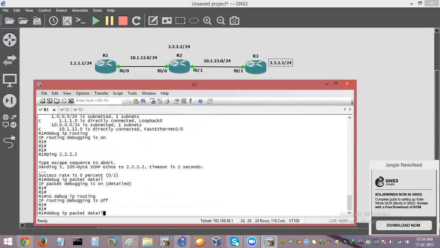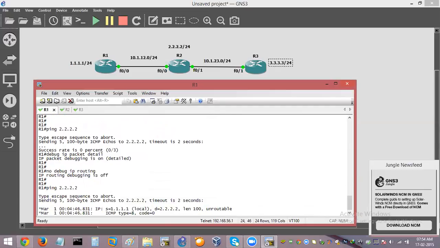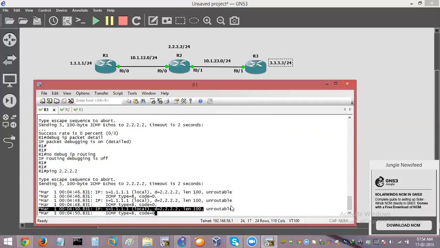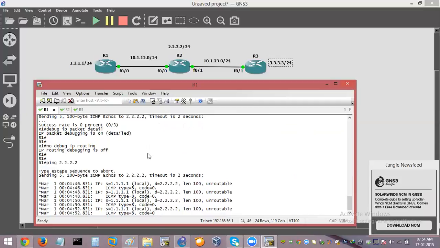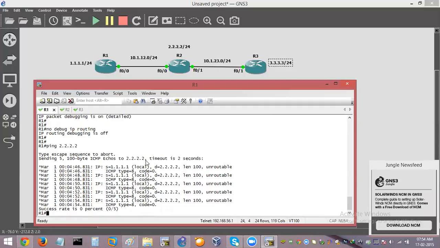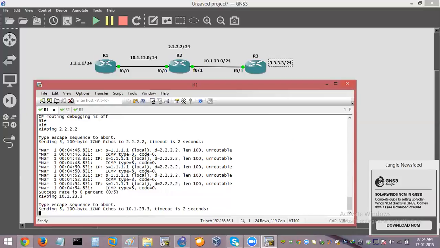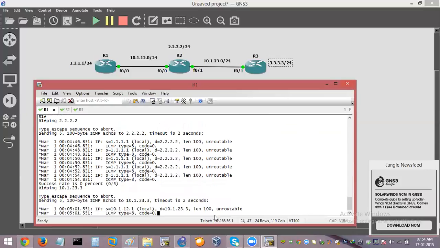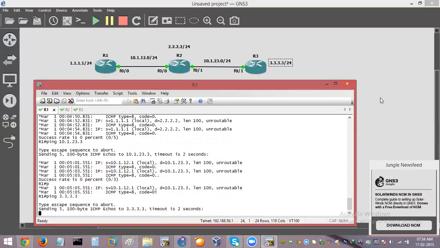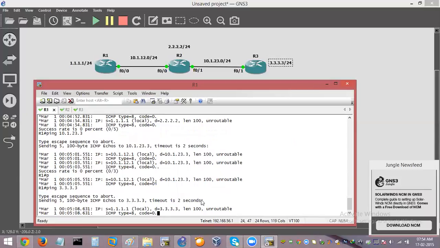So if I do ping again, you will be able to see that the packet is unroutable because there is no route for the 2.2.2.2 network, right? If I try to ping 10.1.23.3, which is R3, that will also be unroutable. You can see unroutable. If I try to ping 3.3.3.3, which is a loopback on R3, that will also be unroutable.